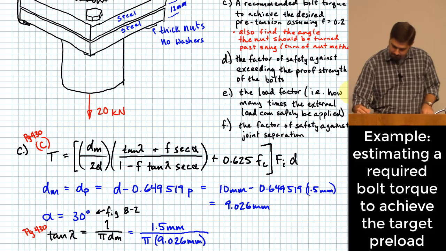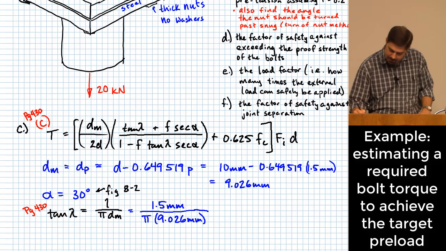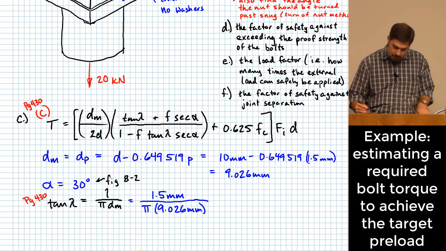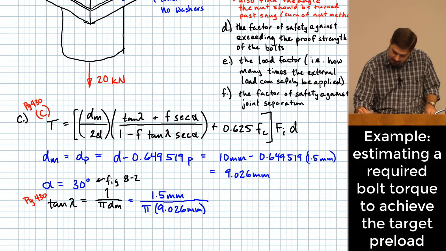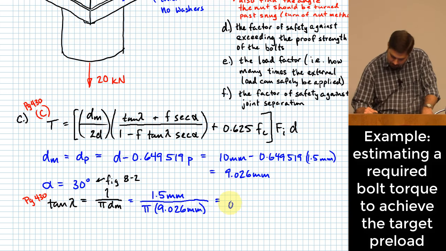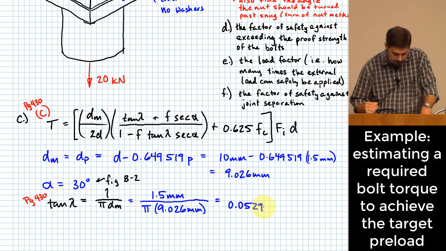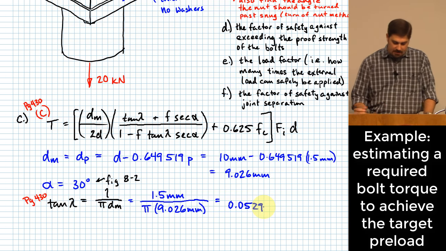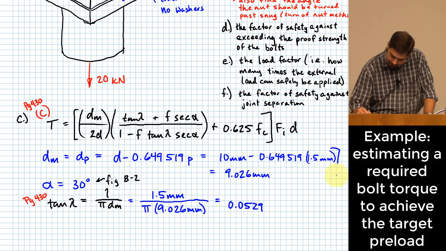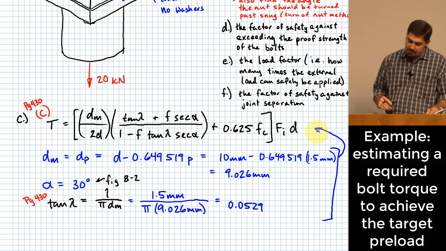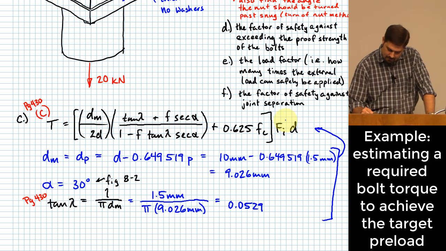All right. I don't want to get bogged down here too much, so what I'm just going to say is you can plug in these values. I think this winds up being 0.0529. Okay, we can plug all these values into this equation up here, along with what else? F sub I. What's F sub I? Okay, 28.28 kilonewtons.